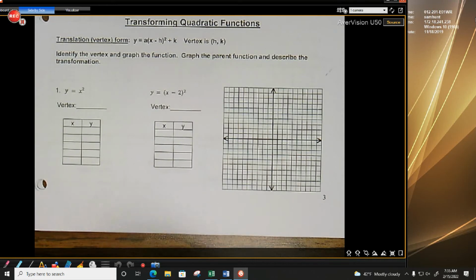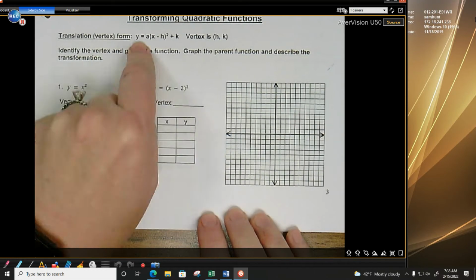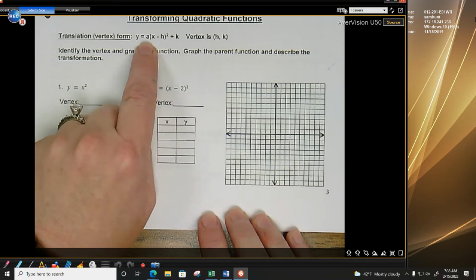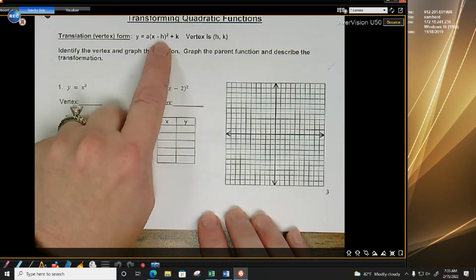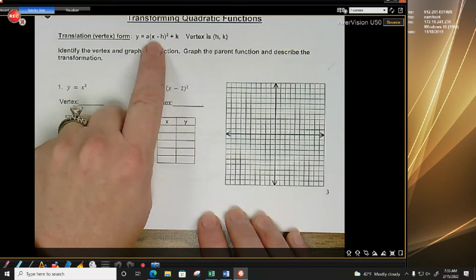So we are going to transform our quadratic functions today, okay? Last class we ended with vertex form, okay? Vertex form is y equals a parentheses x minus h squared plus k, because you have to have an x squared to be quadratic, okay?